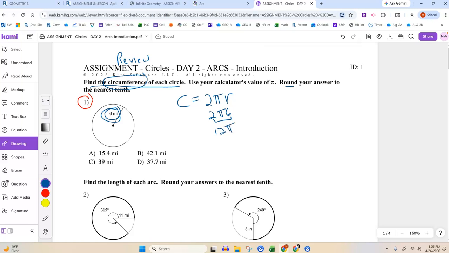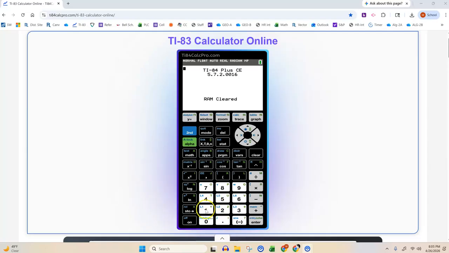Now this is telling us to put it into the nearest tenth and use the calculator's value to find pi, so I'm going to get the calculator. Okay, so I would go 12 times pi, which is second pi. Enter, and I get 37.69.